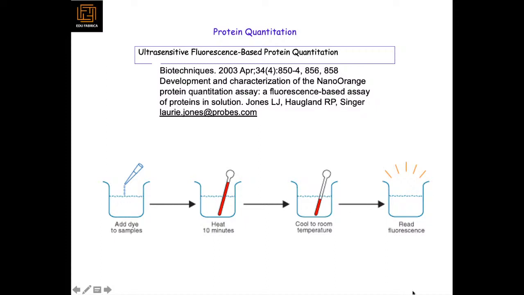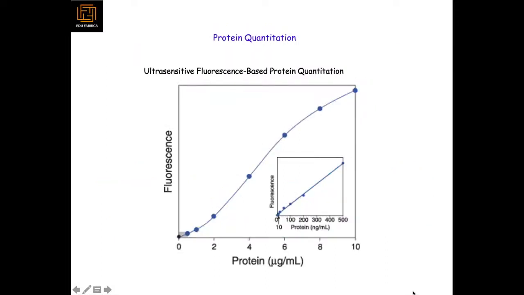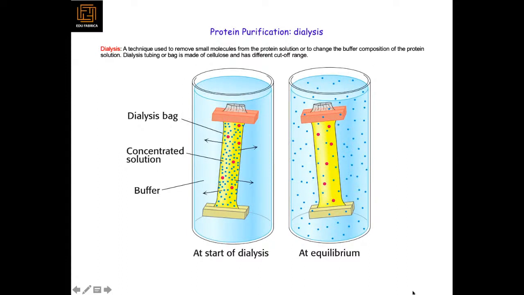Now we will discuss ultra sensitive fluorescence based protein quantitation. In this biotechnique from 2003, we add a dye to the sample, we heat for 10 minutes, then we cool to room temperature and read the fluorescence. In the protein quantitation, the peaks that we see in the fluorescence correspond to the protein in micrograms per ml.